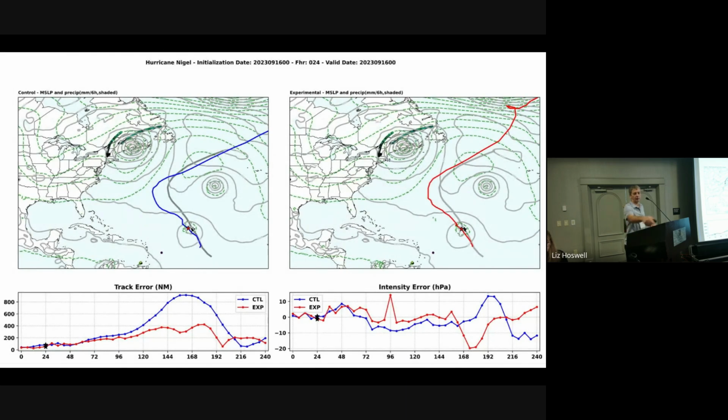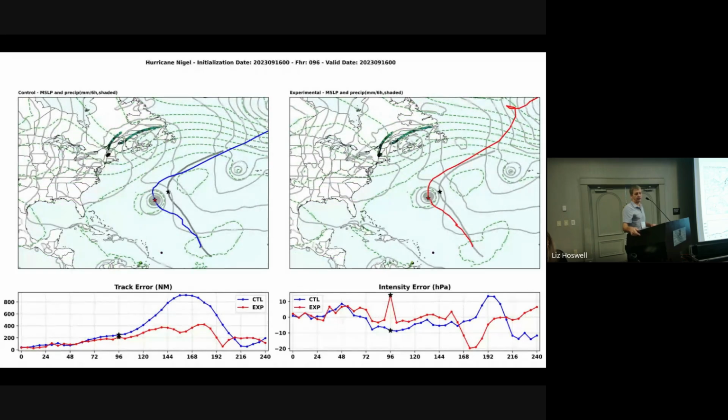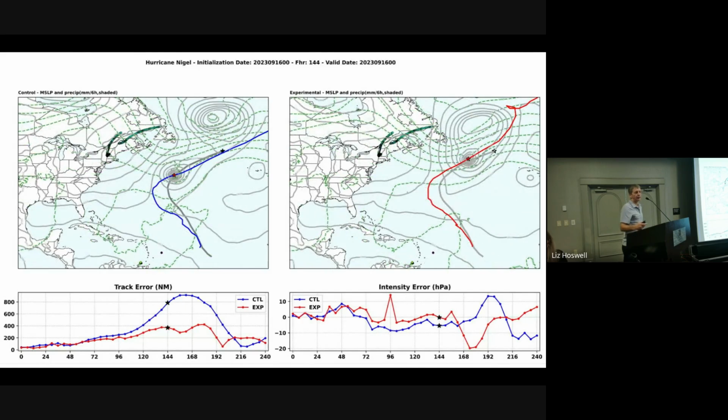And just over New England there, you can see the flight paths of the balloons, and there are some in the south and the Caribbean as well. The bottom left is the track error, bottom right is intensity error versus forecast lead time. So early on in the run, Nigel is through 96 hours. They're quite similar, though, as you can see there.